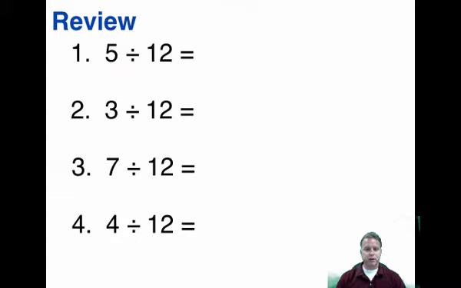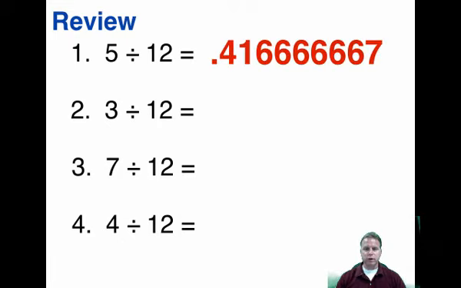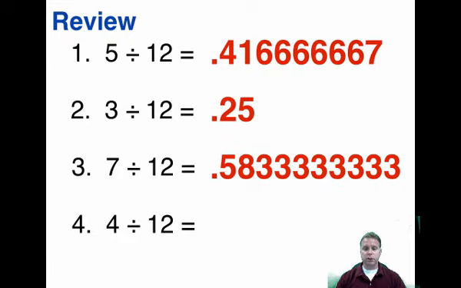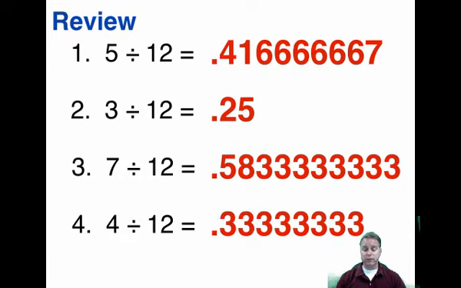Okay, so let's see if you got what I get. So 5 divided by 12, we would get 0.416666, and you'll either end with a 6 or a 7 depending if your calculator rounded or not. 3 divided by 12 is a nice round 0.25. 7 divided by 12 is 0.583333. 4 divided by 12 is 0.33333. And it goes on forever.